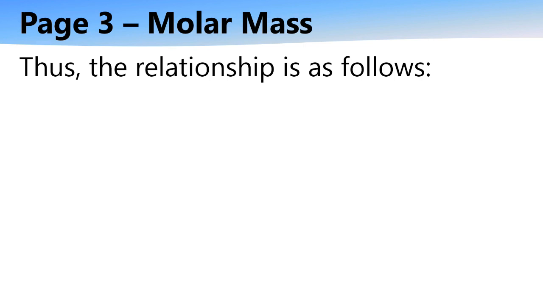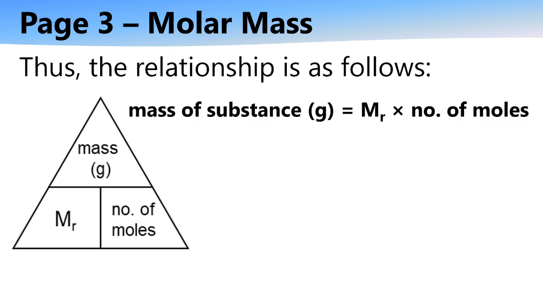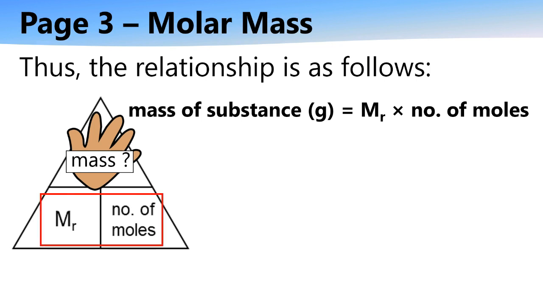Thus, the relationship is as follows. It is encompassed in this formula triangle. Mass of a substance in grams is equal to the MR of the substance times the number of moles. Okay, for those who don't know how to use the formula triangle, I will explain. Let's say I want to find the mass of a substance. I will cover up that part of the triangle, and you can see that it will be equal to MR times the number of moles.